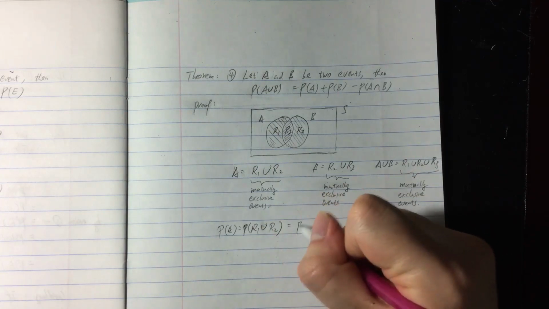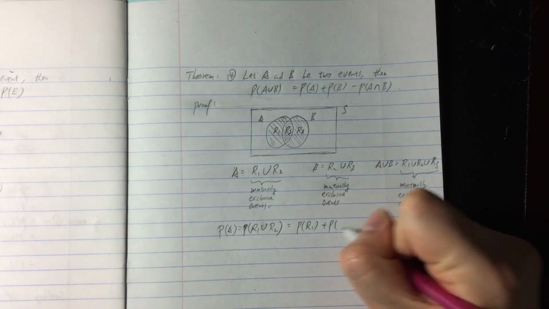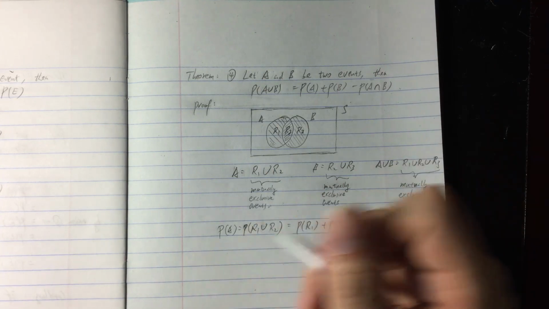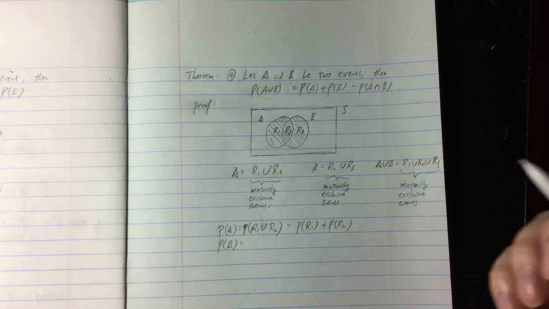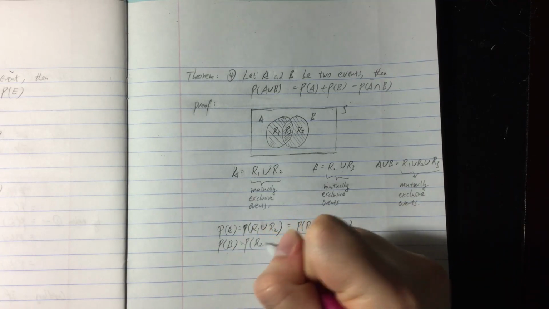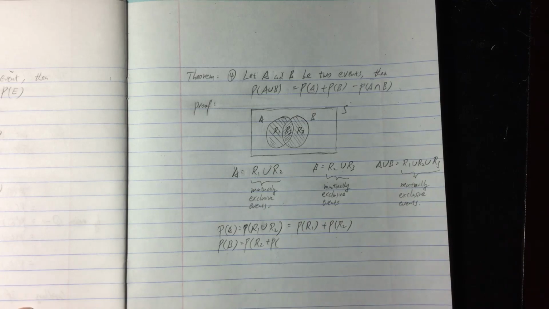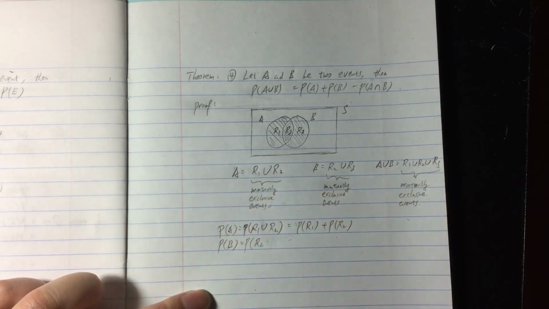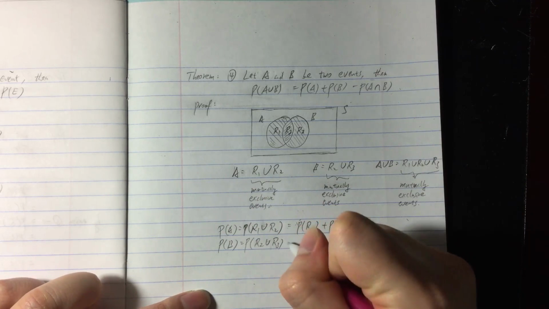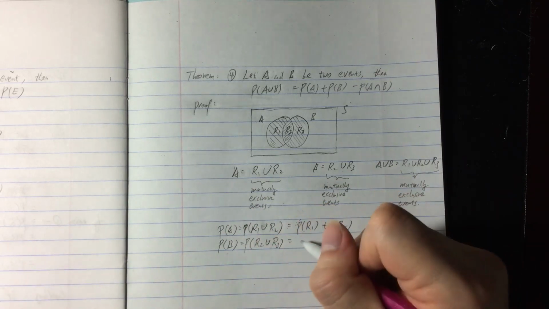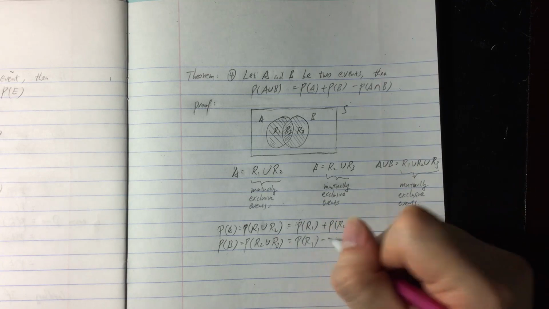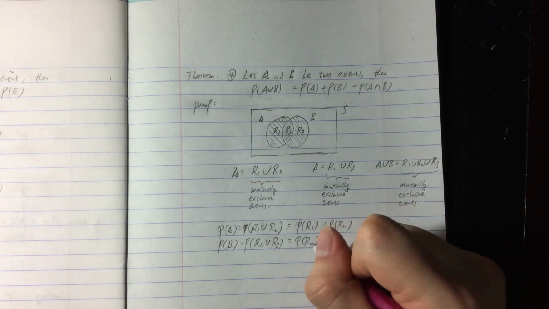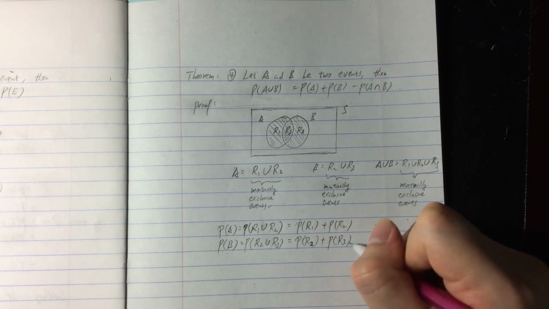By theorem number 2, that can be written as probability of R1 plus probability of R2. Probability of B can be written as probability of R2 union R3. By theorem number 2, it can be written as probability of R2 plus probability of R3.